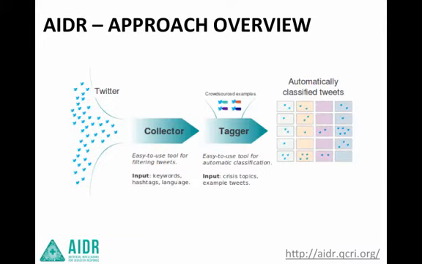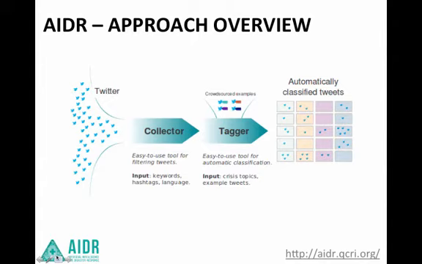So the way that AIDR works involves 3 steps. The first step is to collect tweets that contain particular keywords, hashtags, particular language, any sort of important input that the user is interested in. He or she can enter it into AIDR, and the appropriate tweets will be collected.